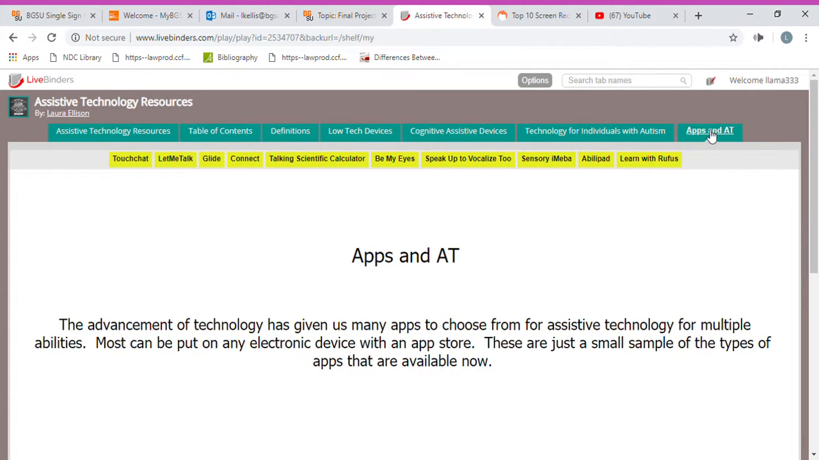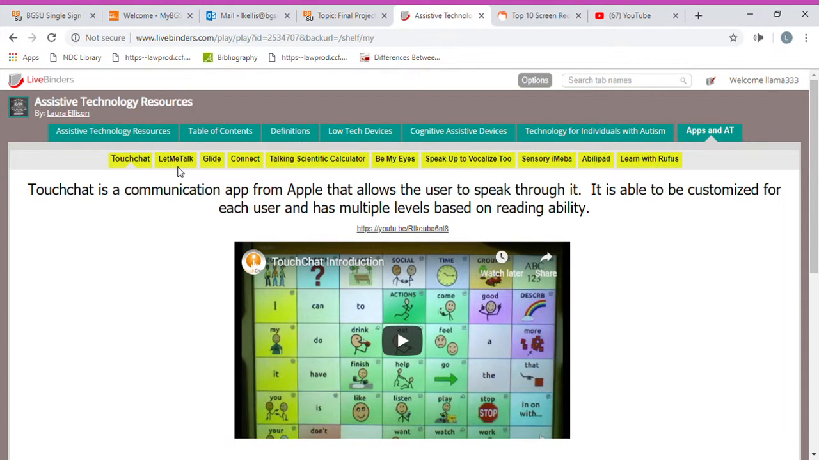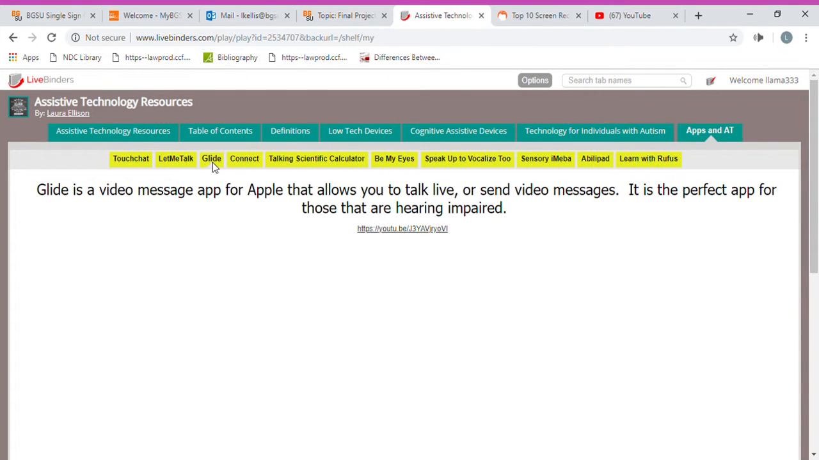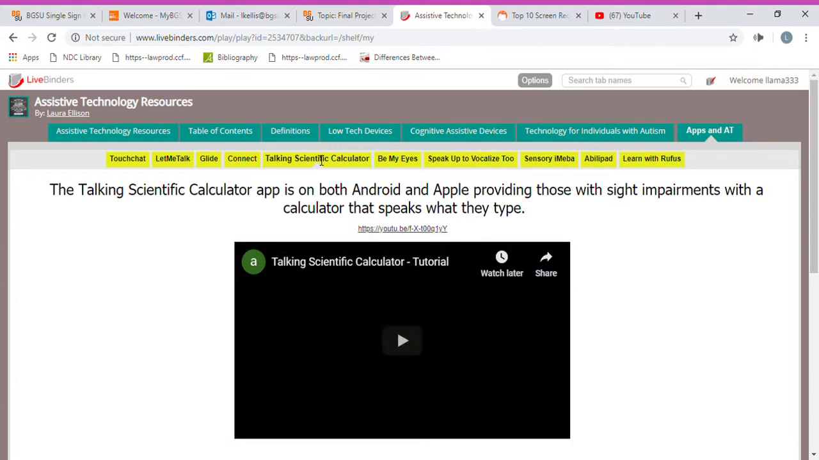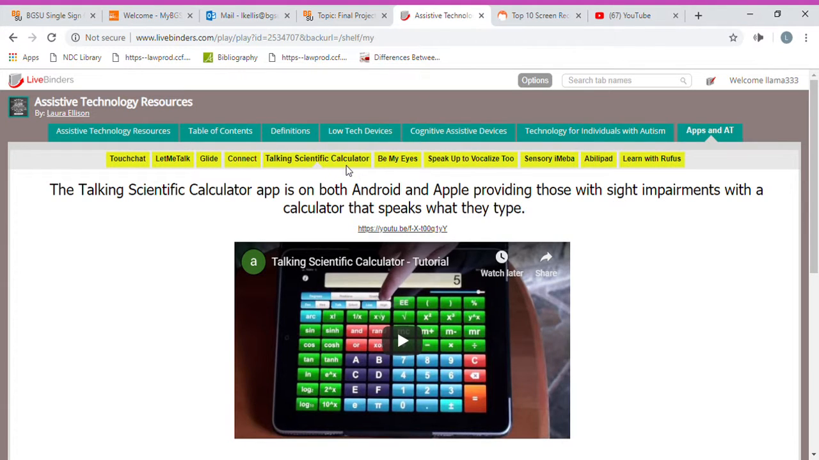My last category was apps and AT. I did Touch Chat and Let Me Talk. One was for Android, one was for Apple. I have Glide, and Glide is a visual message app where you can do sign language and send messages that way for hard of hearing. Talking Scientific Calculator for our older students.